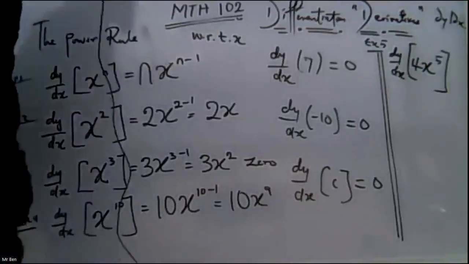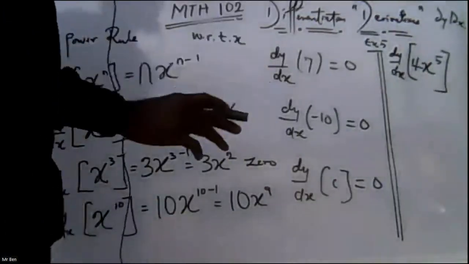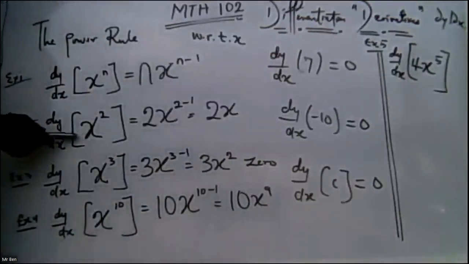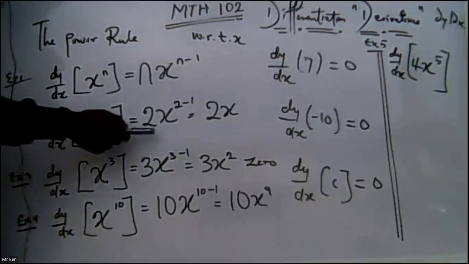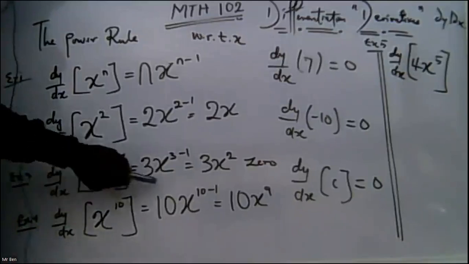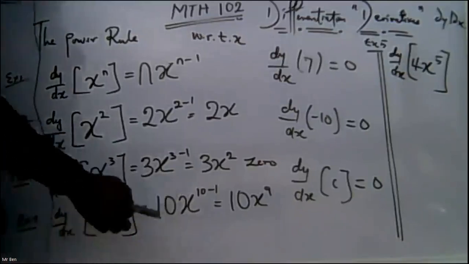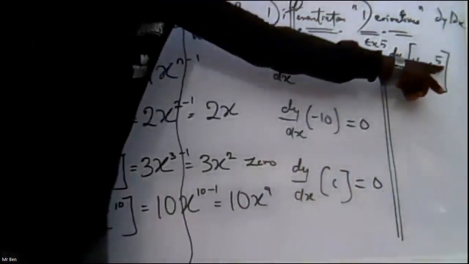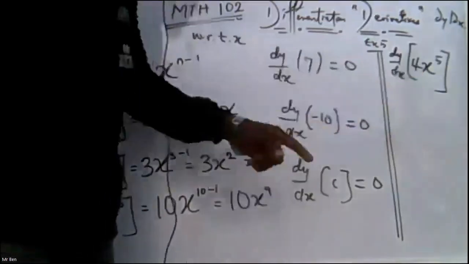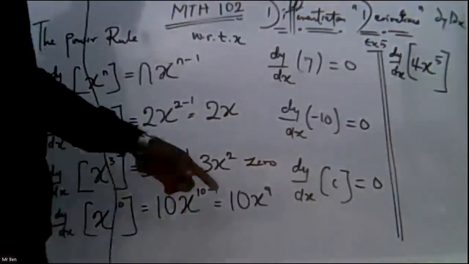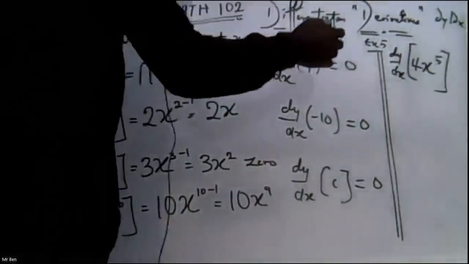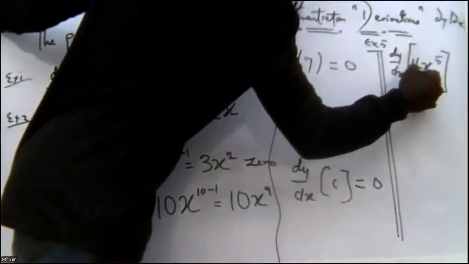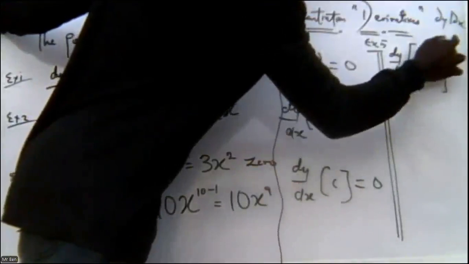Now, all we have to do here is, don't forget, we also have a coefficient here. We have a coefficient of 1 here, but it is invisible. So 2 times 1x or 2 times x still gives us 2x. So 3 times 1x or 3 times x still gives us 3x. 10 times 1x or 10 times x still gives us 10x. Now here, we are going to multiply 5 times 4. Multiply the coefficient with the exponent. This is the coefficient. This is the exponent.